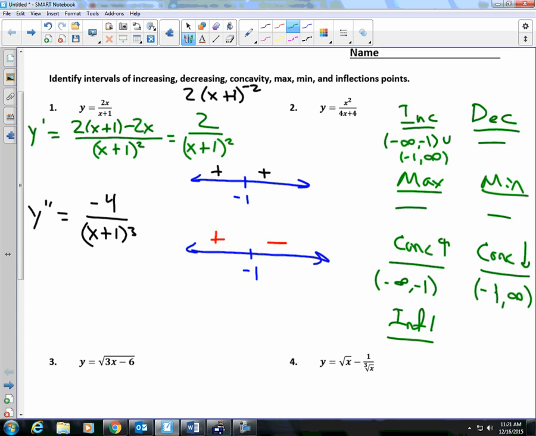Yes. But is -1 part of the original domain? Can you plug -1 back into the original function? No. So there is no inflection point. It does change sign, but because -1 is not included in the original domain, we do not list it.